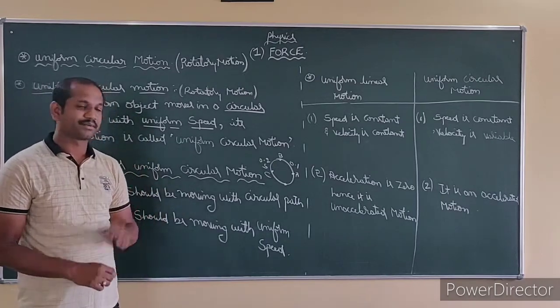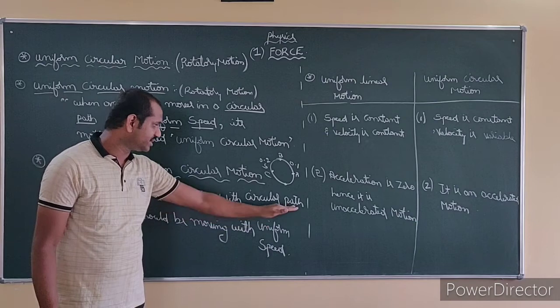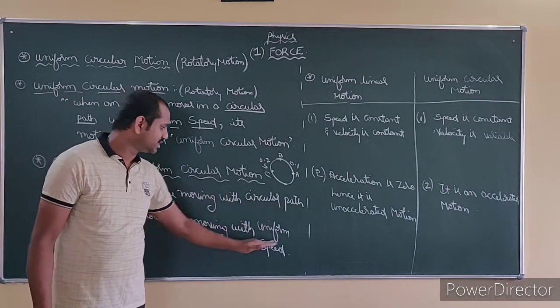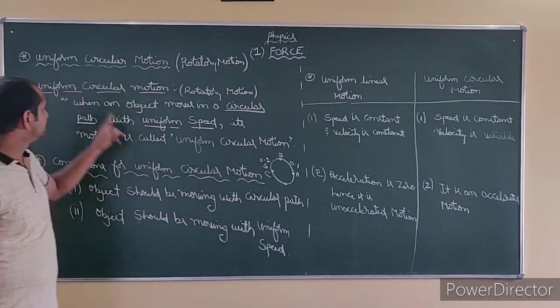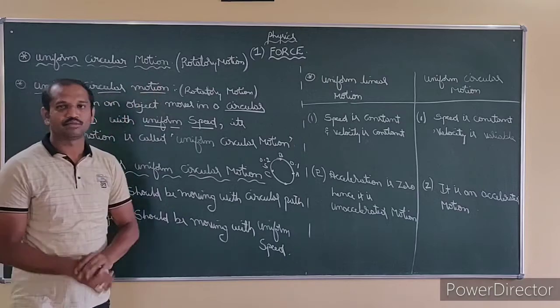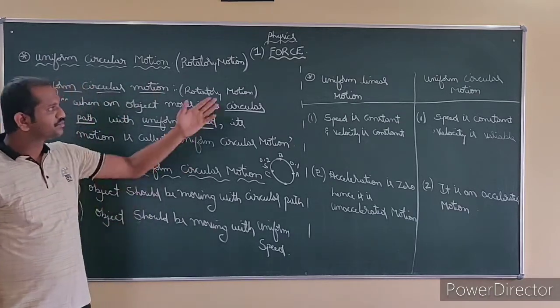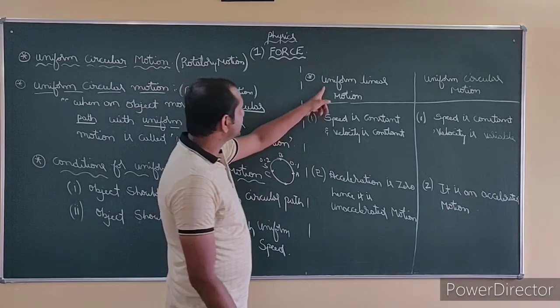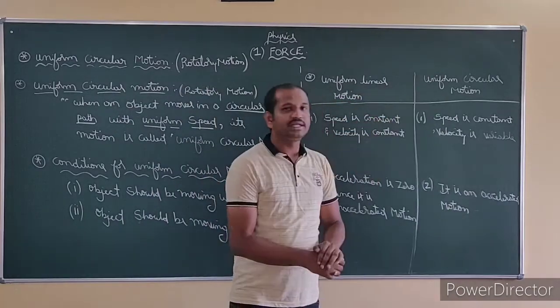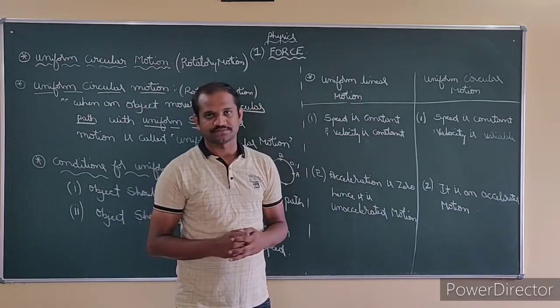So we can tell it is a non-uniform circular motion. But if the object is moving in a circular path with uniform speed, then we call it uniform circular motion. I hope you have understood. Now we will see the last part of that. What is the difference between uniform linear motion and uniform circular motion?